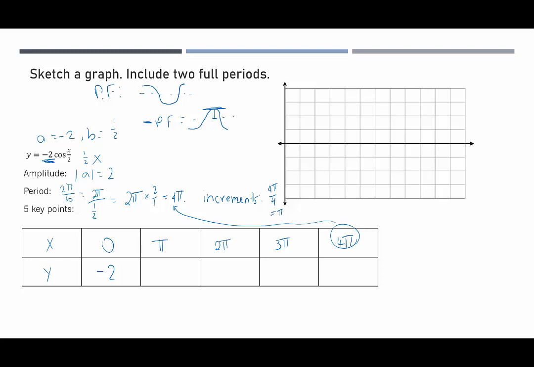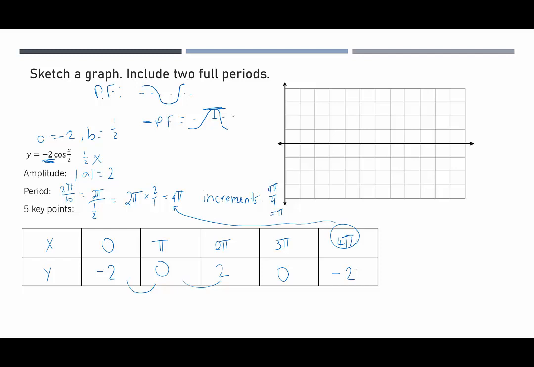Okay, now for the y values. So remember, we go from the bottom to the middle, and the middle is going to be 0 because there's no vertical shifts. To the top is going to be 2 because our amplitude is 2. So the amplitude should be the difference between the bottom and the middle and the top. We go back to the middle, we go back down to the bottom. All right, so now we have our key points.